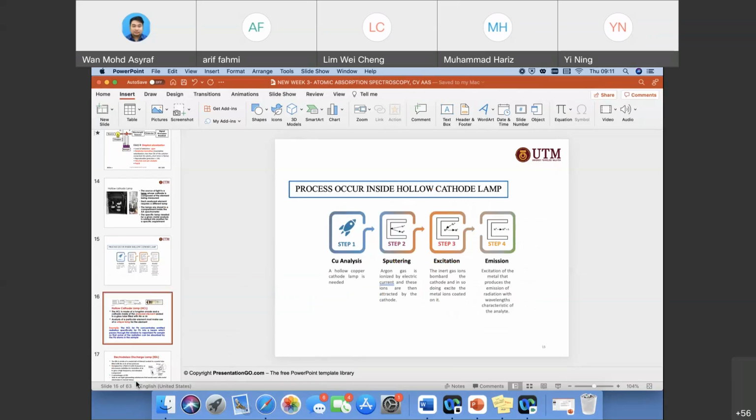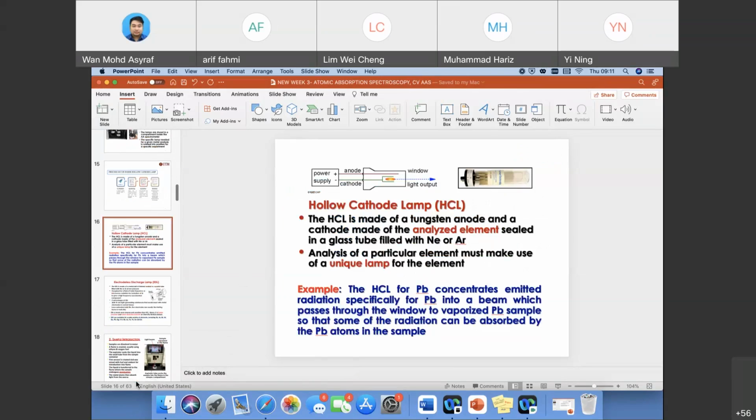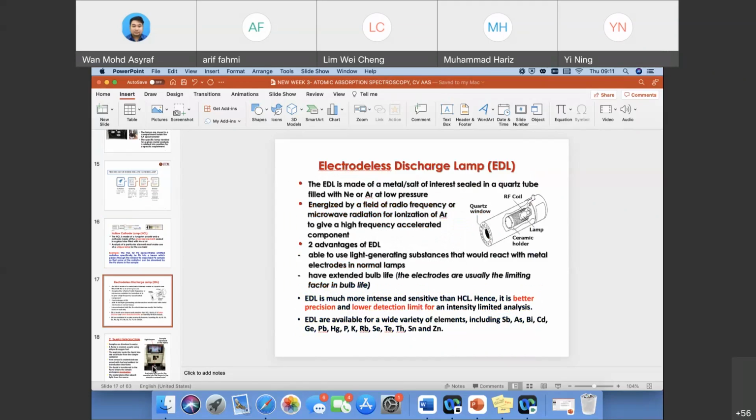All right. Okay, so we're moving on to the next source, which is the electrodeless discharge lamp. So this also you need to know about the functions of it. What are the advantages of EDL as compared to HCL? Okay, you need to know.